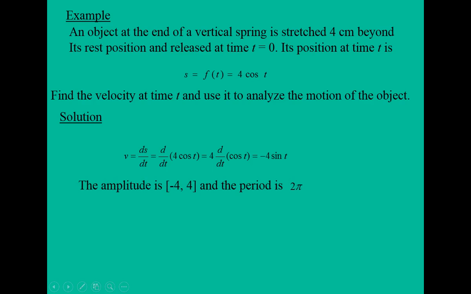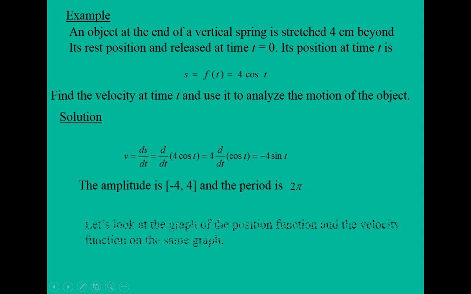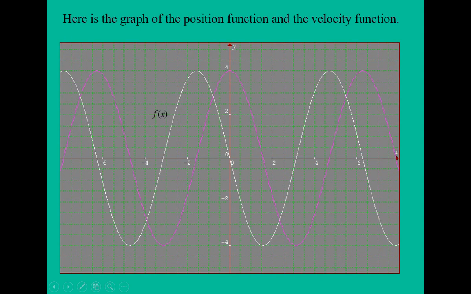The amplitude is from negative 4 to 4. The amplitude is actually 4. And the period is 2 pi. If we looked at the position function and the velocity function on the same graph, we could do a little bit more analysis here. There's the function and the derivative function.